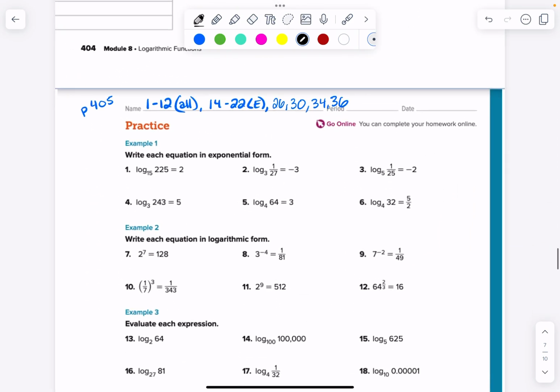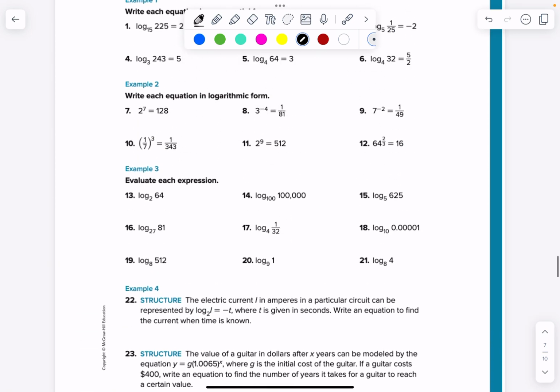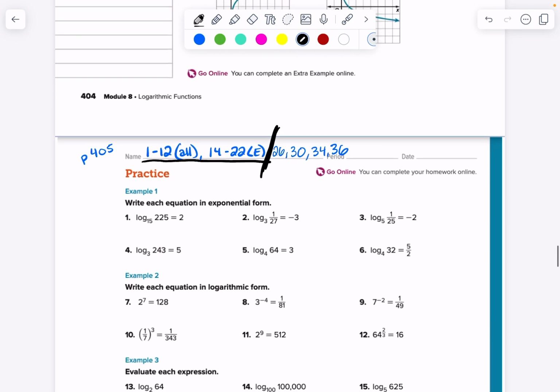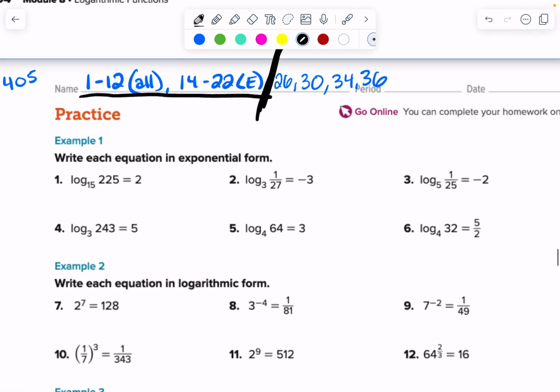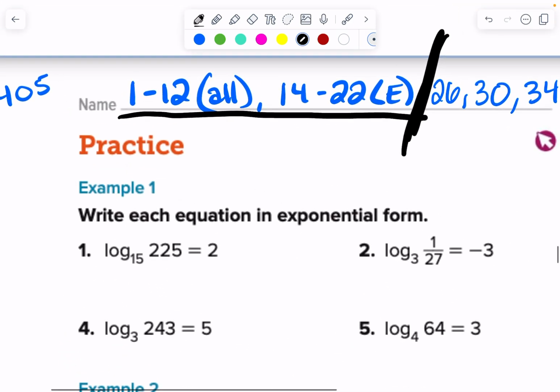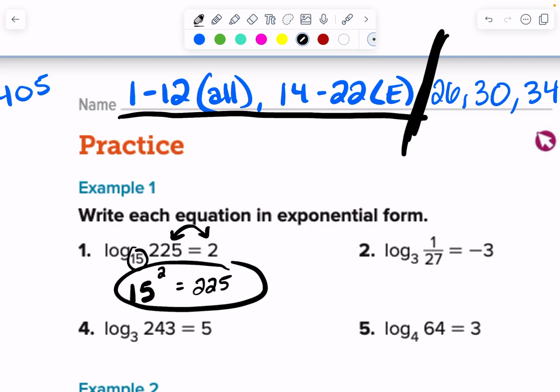What I want you to do is, let's do this. Do just this part of the homework assignment up through 22, I guess. I had you do 1 through 12 all, and those are just getting used to writing exponential to log form and log to exponential form. So like if I do number 1 with you, okay, this is a log function and you're trying to make him exponential. So the base of my log is 15. So now I'm going to change him to 15. These two switch places. So 15 to the second power equals 225. Okay, that is it. That's all you have to do.